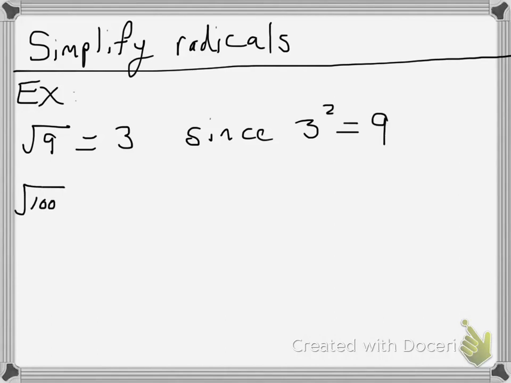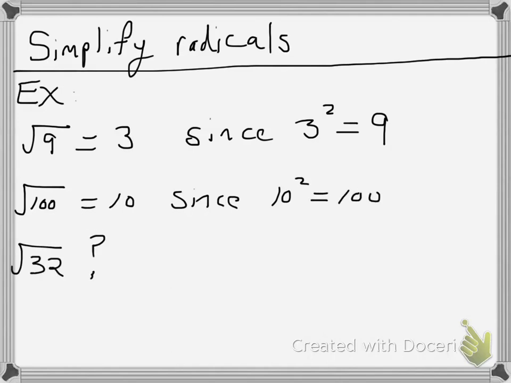Okay. Let's try another example where I say, what's the square root of 100? So if you want to pause it for a second and think about it, you're asking yourself, what squared is 100? And you probably knew that it was 10. So the square root of 100 is 10, since 10 squared is equal to 100.